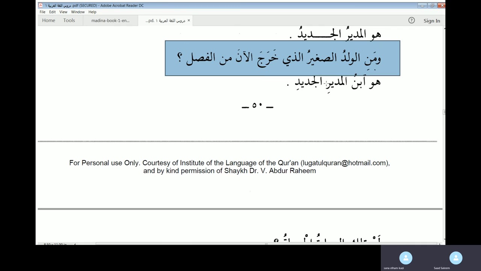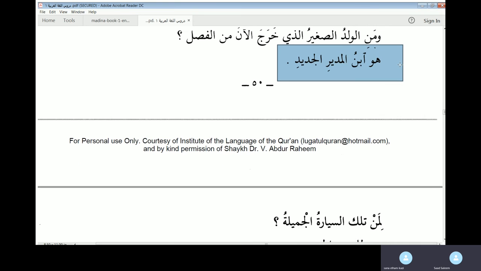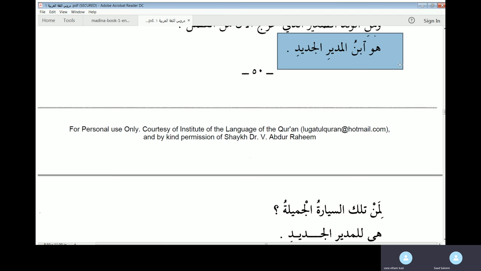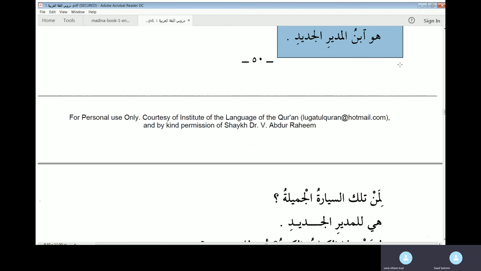ومن الولد الصغير الذي خرج الآن من الفصل. And who is that small boy الذي خرج, who went out الآن من الفصل. الآن is just now, من الفصل from the class. هو ابن المدير الجديد. He is the son of the new headmaster.